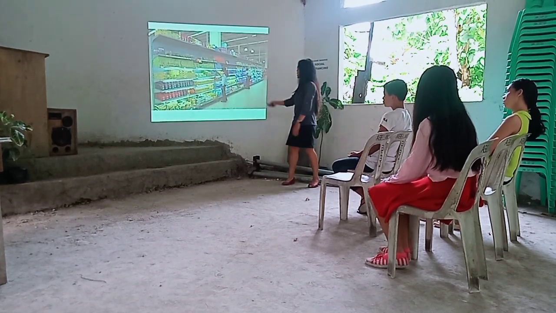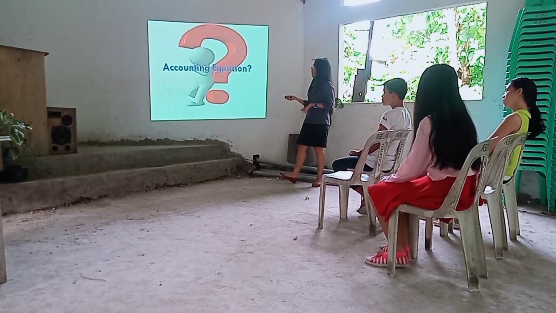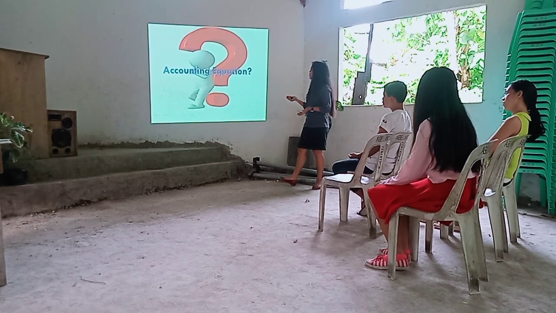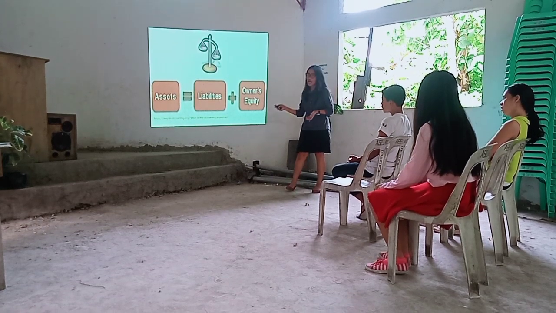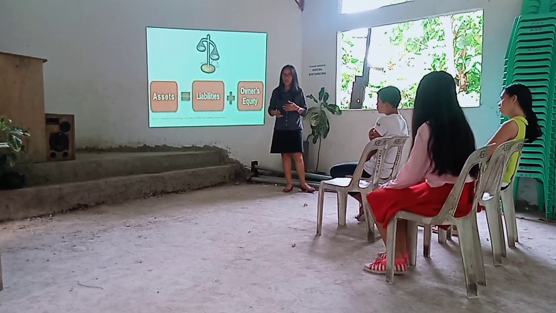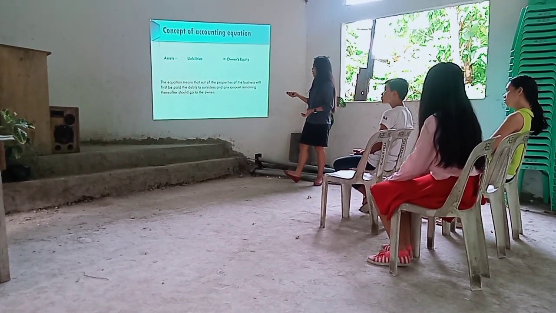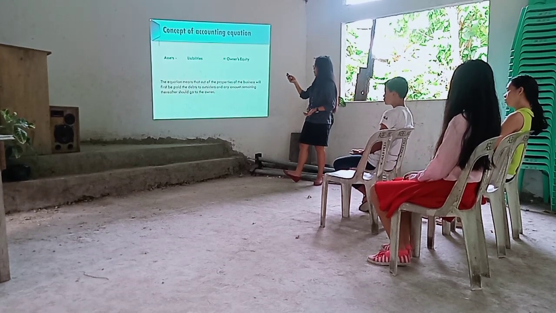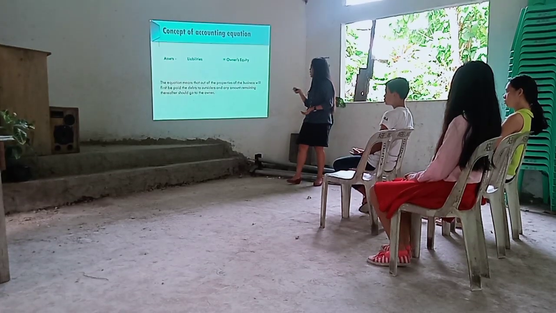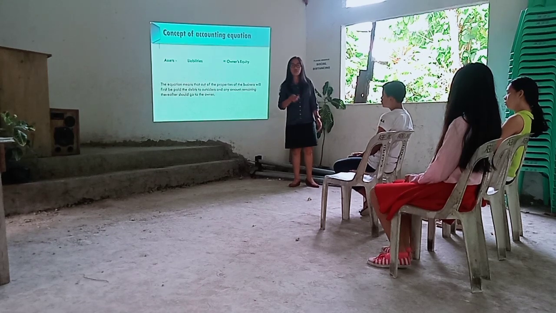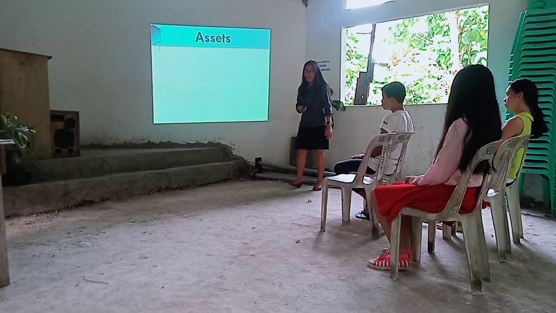Okay, let's define the accounting equation. What is the accounting equation? Okay, so accounting equation, from the word equal, no? So the accounting equation is assets equals liabilities plus owner's equity. So very good. So what does equation mean? It means that all the properties of the business will first be used to pay the debts to outsiders, and any amount remaining thereafter should go to the owner. Okay?